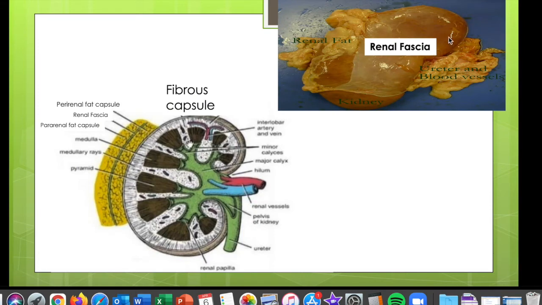Here we can just see those coverings. So you have the renal fascia here. Here's some renal fat that helps cushion the kidney. The ureter and blood vessels would be leaving the kidney right in this part. And here again, you can see the perirenal fat capsule, which is right along the kidney. Then we have the renal fascia, which again we can see in the real picture over here. And then the pararenal fat capsule is on the outside of that to offer, again, just more cushioning. And again, here you would have the fibrous capsule. They're all going to help offer protection to our kidneys.